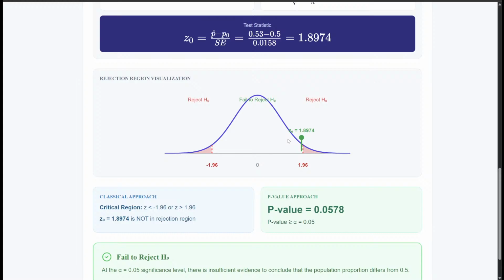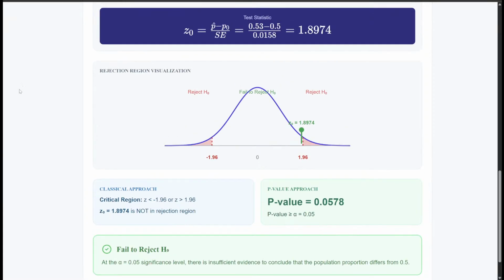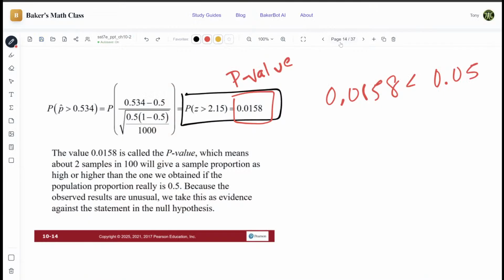That's okay. So if it was this in a two-tailed test, you can see right here, see how it comes up and says fail to reject. So it will give you that criteria there to make your life a little bit easier. All right. Let's look at the next one.